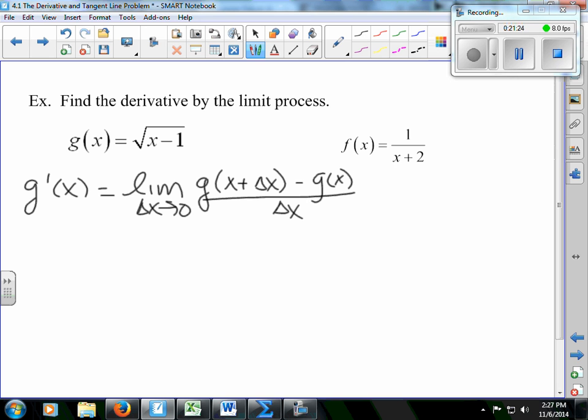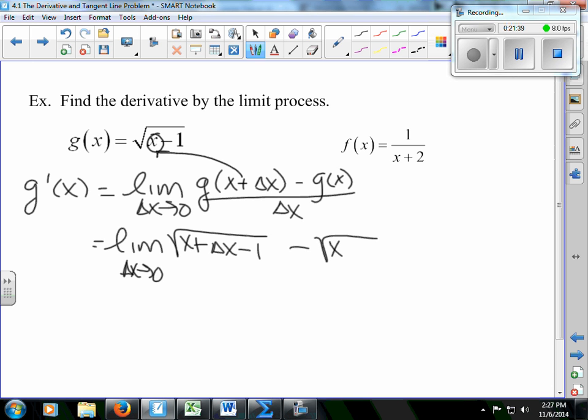Okay, so I can do some side work. I'm going to skip that part. But g of x plus delta x, I just replaced this x with x plus delta x. And now minus g of x, that's radical x plus delta x minus 1, minus radical x minus 1, over delta x. And now we're back to these questions that we did in chapter 3 with the delta x's, and you have to evaluate the limit. In order to evaluate this limit, I'm going to multiply by the conjugate of the numerator.